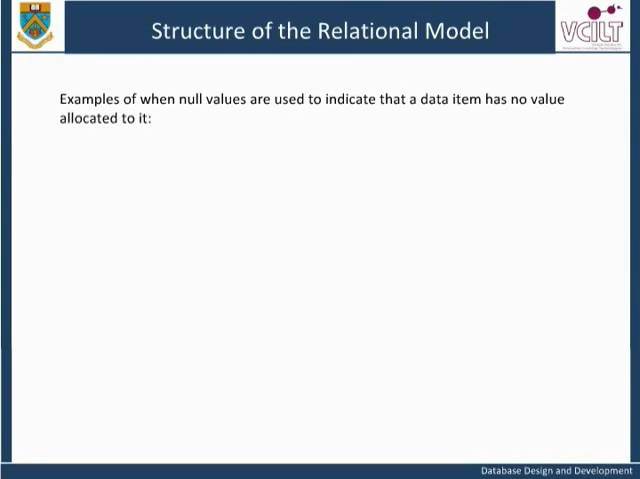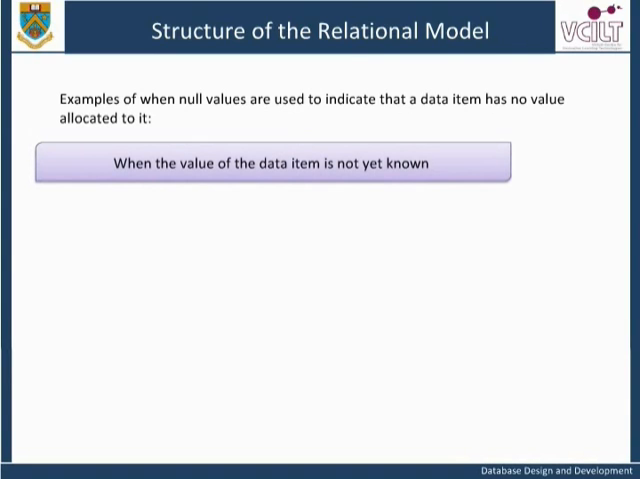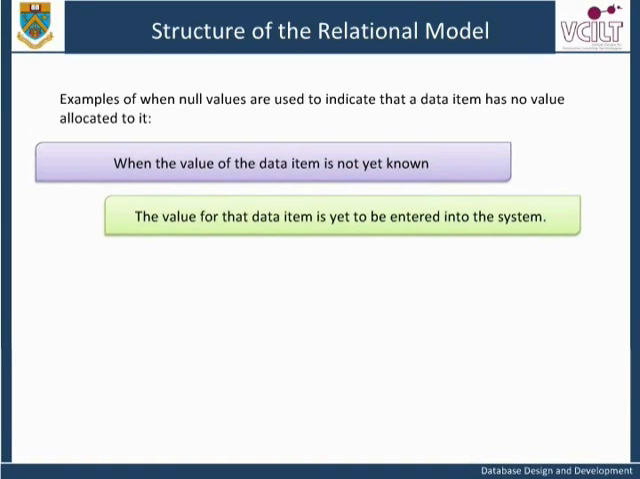Examples of when this might happen are when the value of the data item is not yet known. The value for that data item is yet to be entered into the system. Or when it is not appropriate that this particular instance of the data item is given a value. An example of this last situation might be where we are recording the details of employees in a table, including their salary and commission. We would store the salaries of employees in one table column and the details of commission in another. Supposing that only certain employees, for example, sales staff, are paid commission.